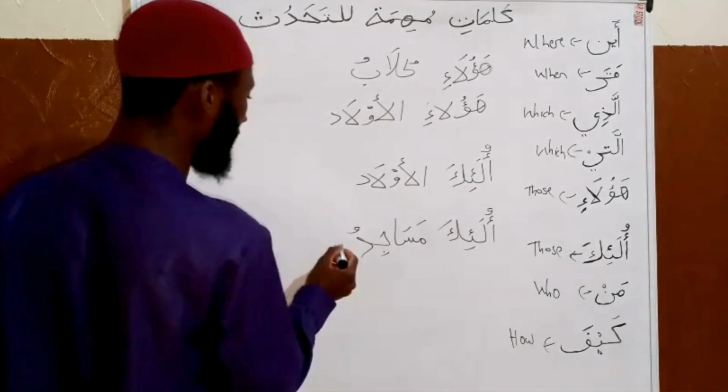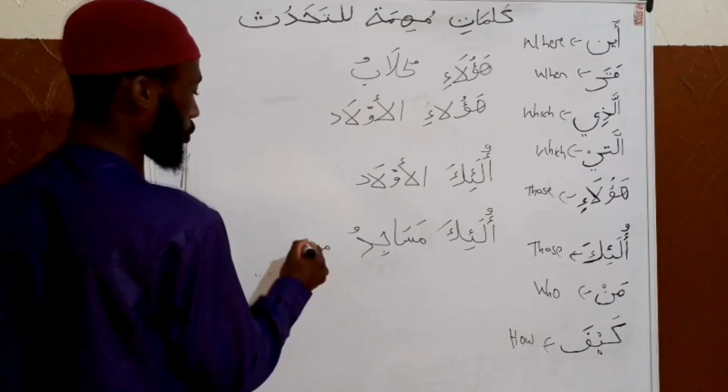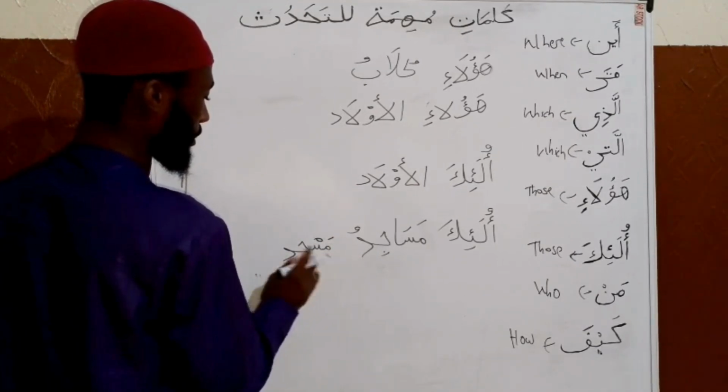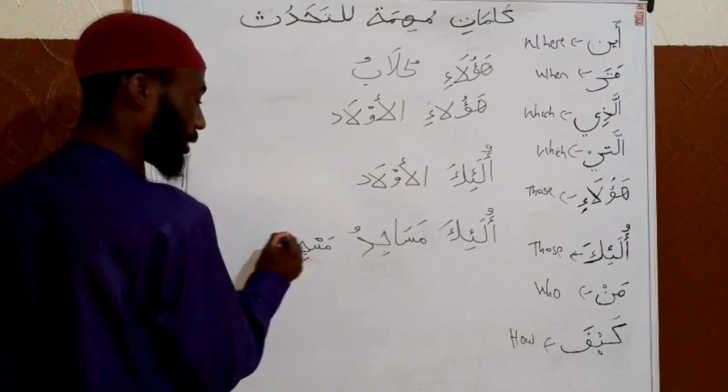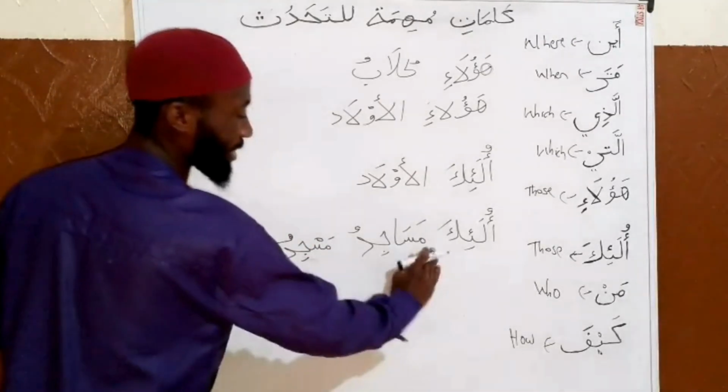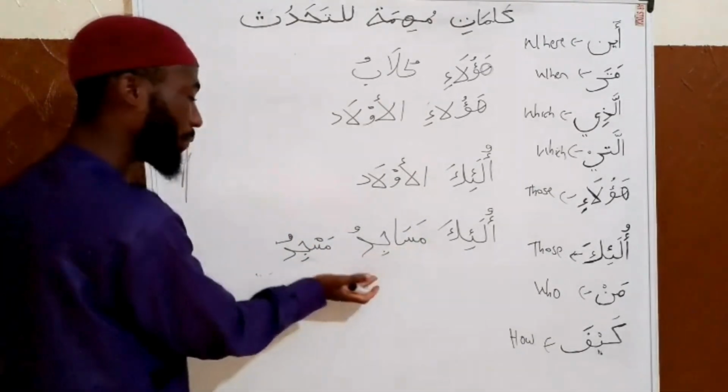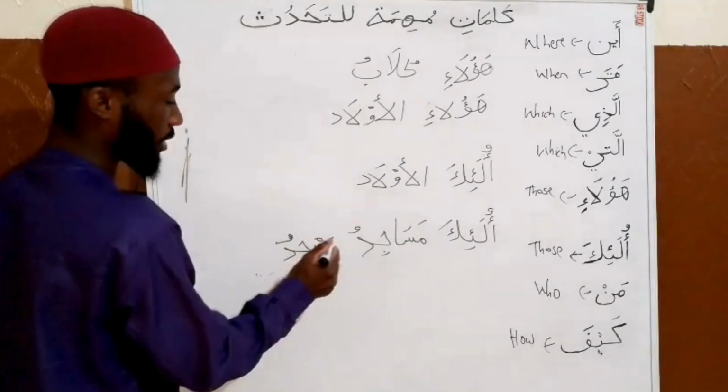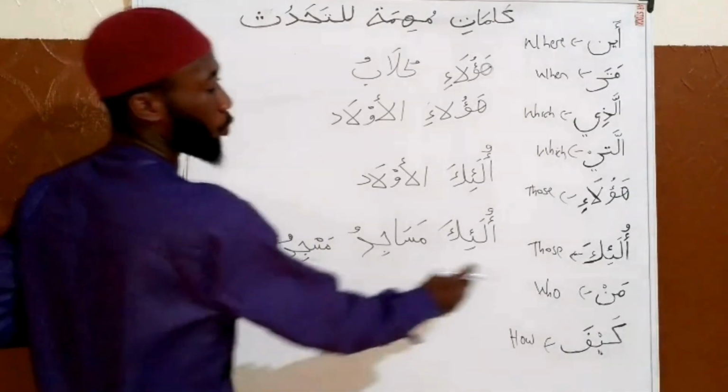Masajidu is the plural. You have masjidu, this is the singular. Why is this the plural? Masajidu is the plural. The singular word is masjidu. Now we have man.